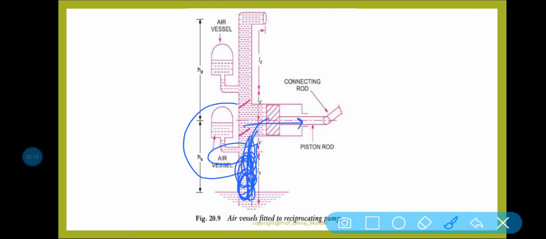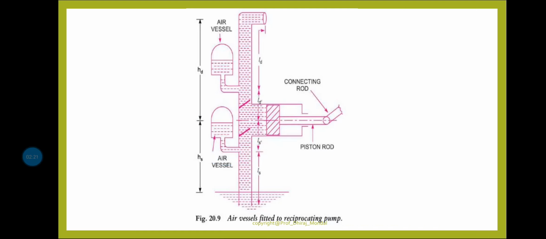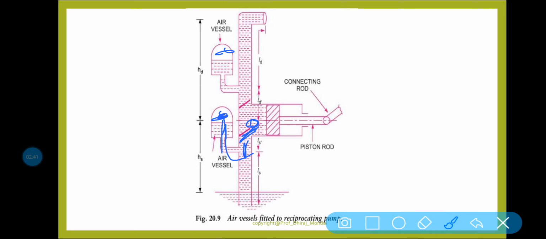It is installed in the delivery pipe as well as in the suction pipe. In this portion it is full of compressed air. When there is some separation of water, or some vacuum or void is created, then because of the pressurized air, air is supplied from this air vessel. In the delivery pipe also, when there is some kind of separation, the air is pressurized on the water, and the water fills that vacuum, and as a result smooth operation can be achieved. So I think it is clear.